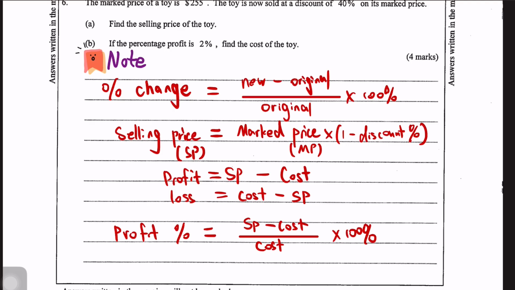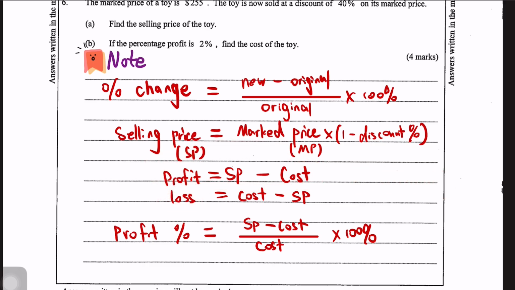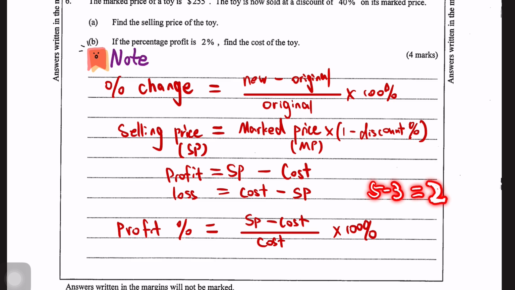When we have loss, it means the cost is larger than our selling price, right? If we sell something at $3, but the cost of it is $5, then we have -2 calculated by this formula. So now, to make the loss positive, we use 5, the cost, minus the selling price. So we have a positive number of the loss, but it means that you lost this $2 here.